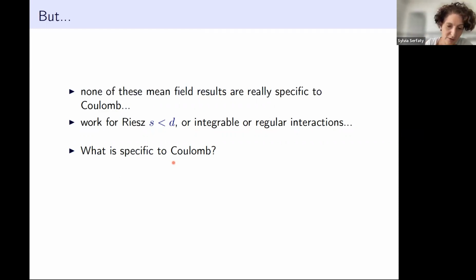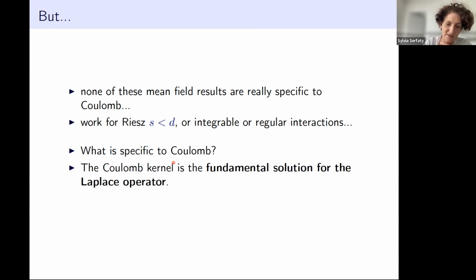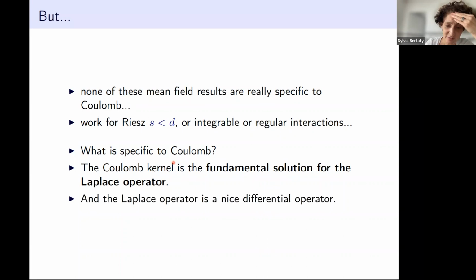Sometimes we cannot make the whole proof work, but what is specific to Coulomb that we can use and leverage better is that the Coulomb kernel is the fundamental solution of the Laplacian. Right. In fact, I should have said this from the beginning. What is the Coulomb kernel? It's the thing that solves Laplacian W equals a Dirac mass, up to multiplicative constants.